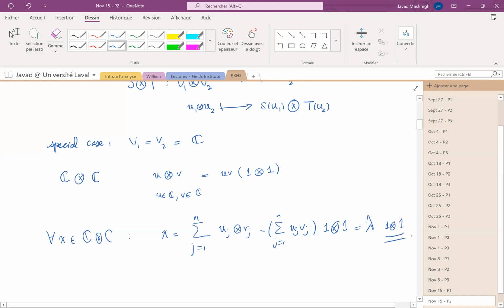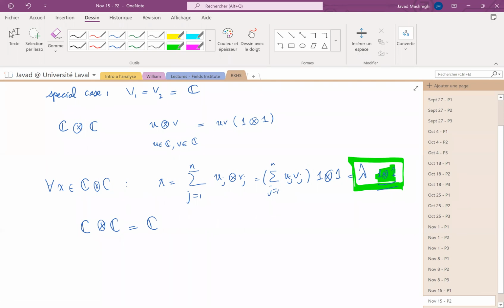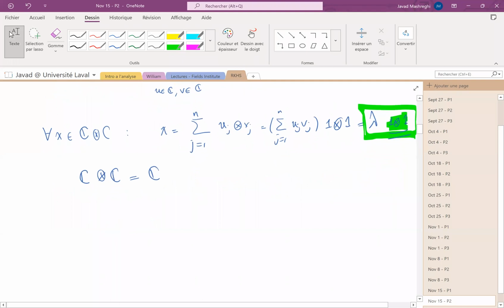And now we can forget about this and say, this is usually done in all books, that C tensor C is the same as C. This is equivalent to saying that every element has this representation, but then we forget about 1 tensor 1. It doesn't do anything, it's just a notation which is there. So keeping this, we can call it a convention.